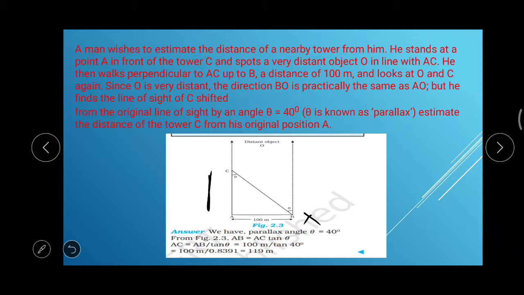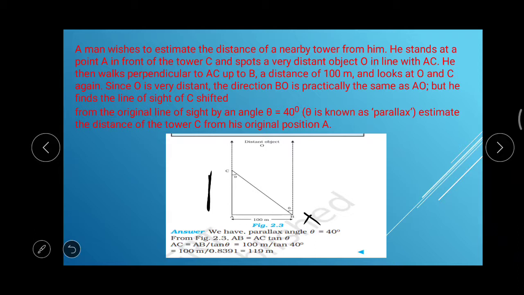He then walks perpendicular to AC up to B, a distance of 100 meters, and looks at O and C again. Since O is very distant, the direction BO is practically the same as AO. That means BO is equal to AO, but he finds the line of sight of C shifted from the original line of sight by an angle theta, that is 40 degrees. Estimate the distance of the tower C from the original position A.